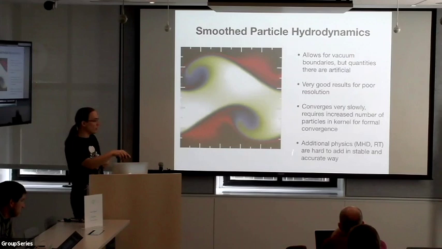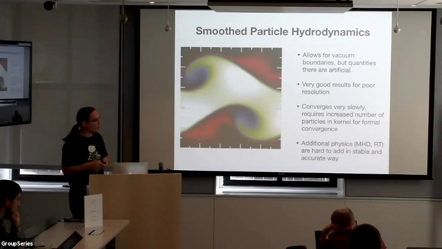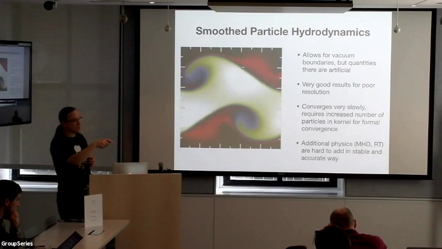And it turns out it's in practice quite hard to add additional physics like magnetic fields or radiation transport, partly because of how you define hydro quantities like the temperature. It's not completely trivial whether you smooth them or take just particle values. And the noise on the mesh scale that you always have makes life with magnetic fields very hard.